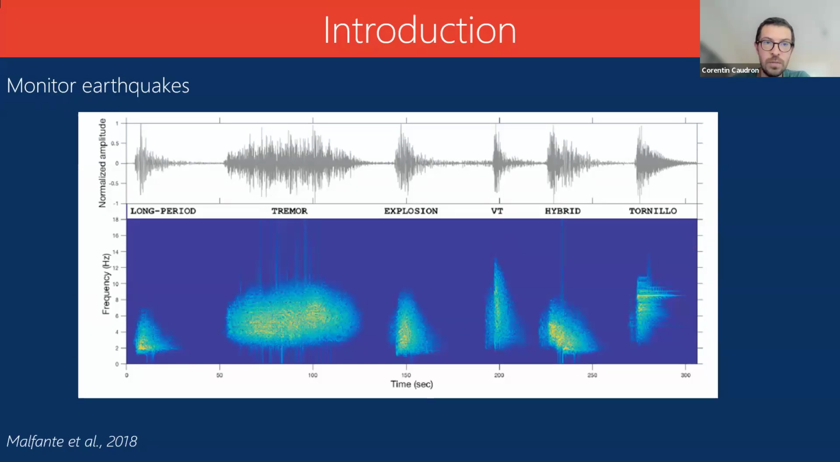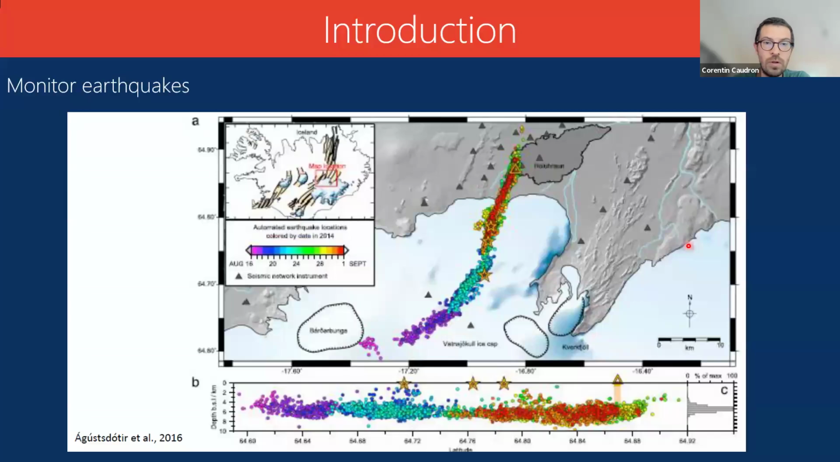I'm just going to show you an example from an eruption in Iceland in 2014, which was the largest eruption in 2 centuries in Europe. And when you have that kind of nice network, where all the triangles are seismic stations, you see that the scale is pretty large. You can start to pick your earthquakes, and in that case, it was super useful because in the end there were more than 20,000 earthquakes triggered during 2 weeks.